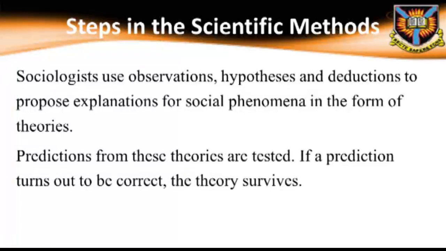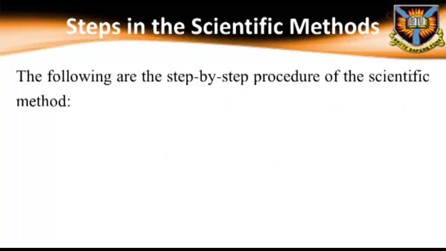Science, therefore, is essentially an extremely cautious means of building a supportable, evidence-based understanding of the world. The scientific method depends on the rigorous and disciplined collection of facts and on the logical explanation of these facts. The following is the step-by-step procedure of the scientific method.